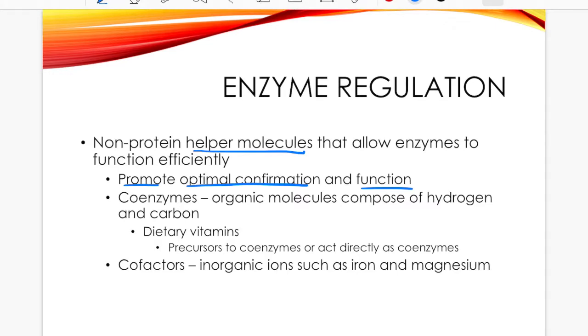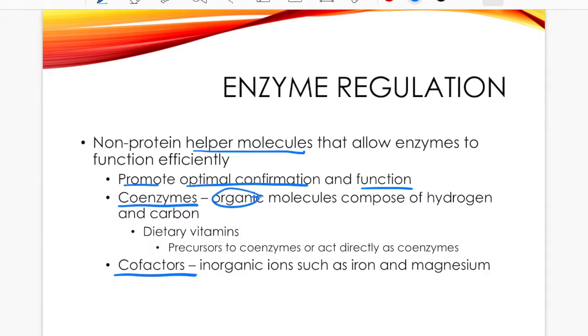So supposedly Gatorade helps to promote optimal functioning because it's supposedly giving us all of these ions and things like that, salts and things like that to help us function, to help rehydrate us, help the athlete perform at optimal conditions, right? We also have molecules that help enzymes perform at optimal conditions. They are called coenzymes and cofactors.